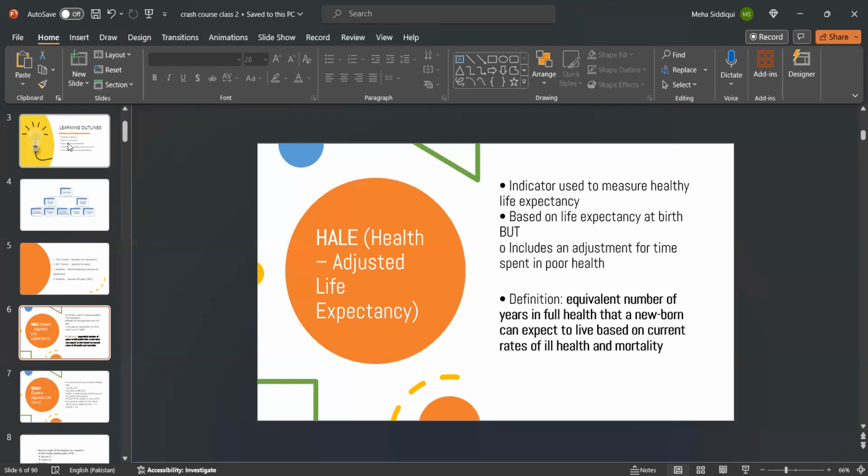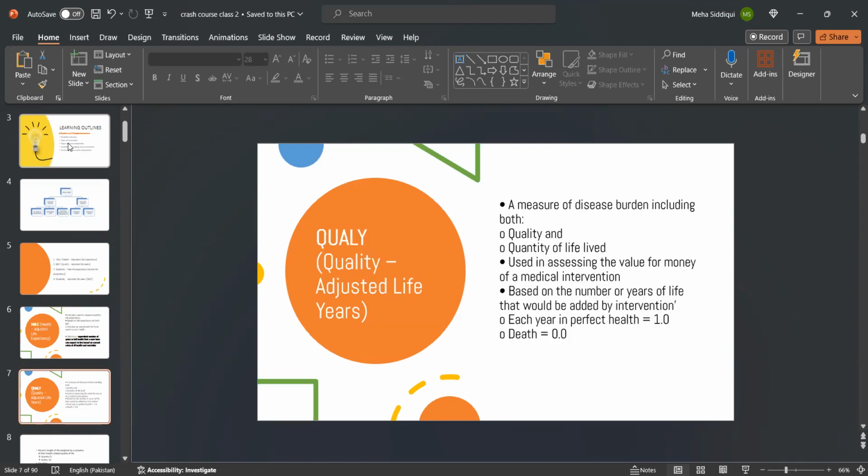Health adjusted life expectancy. This indicator is used to measure healthy life expectancy. That is, it is based on life expectancy at birth, but also includes an adjustment for time spent in poor health. So it is defined as the equivalent number of years in full health that a newborn can expect to live based on current rates of ill health and mortality.